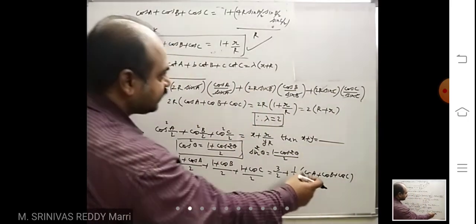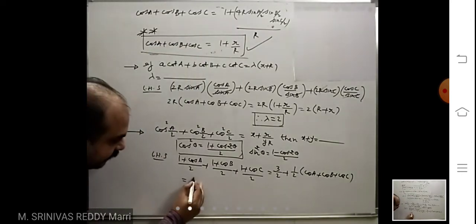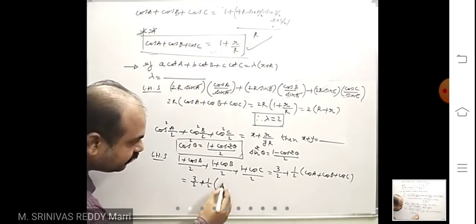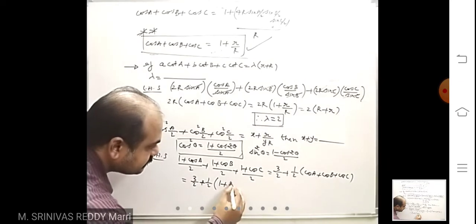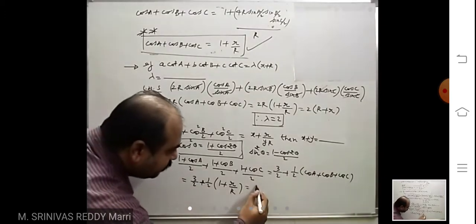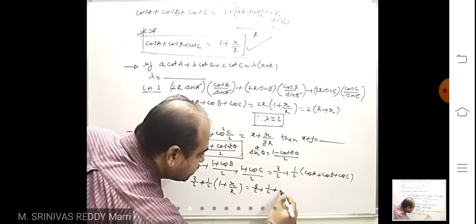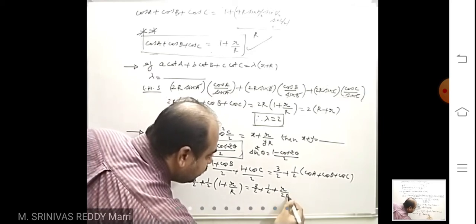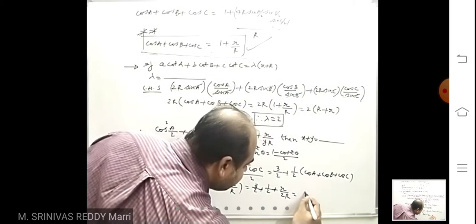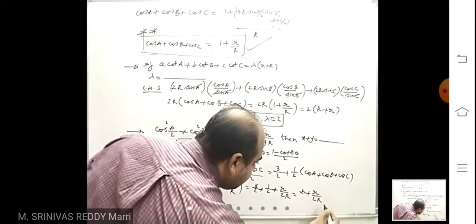Right? What is that formula? Cos A plus cos B plus cos C is nothing but 1 plus small r divided by capital R. So 3 by 2 plus 1 by 2 into 1 plus small r divided by capital R. Right? Now multiply with 1 by 2 inside. So 3 by 2 plus 1 by 2 plus r divided by 2 capital R. What is 3 by 2 plus 1 by 2? 4 divided by 2. That means this is nothing but 2 plus r divided by 2 capital R.